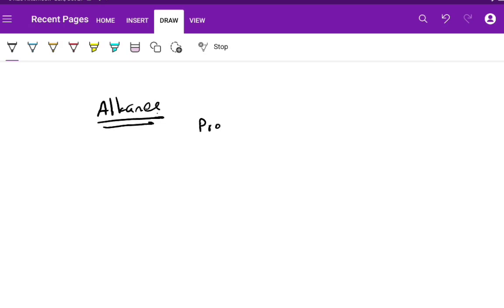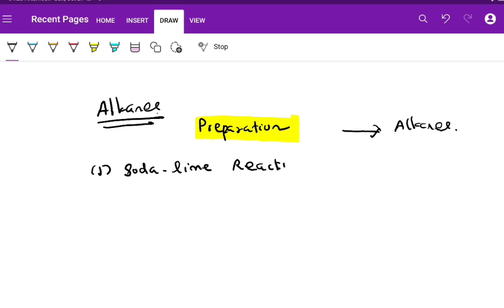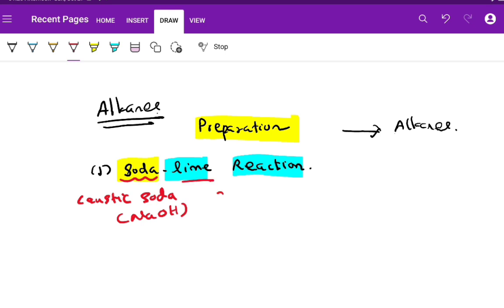Alkanes preparation. Soda-lime reaction. Soda means caustic soda NaOH and lime means quicklime CaO.